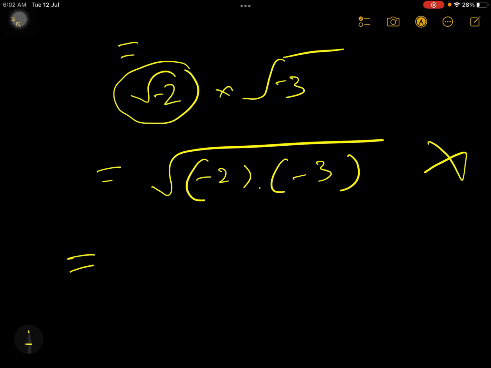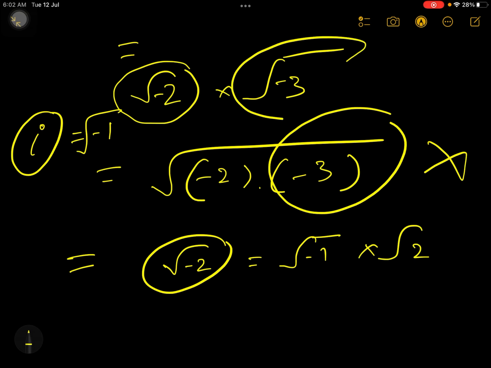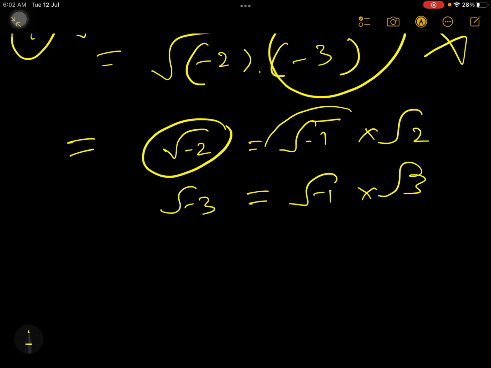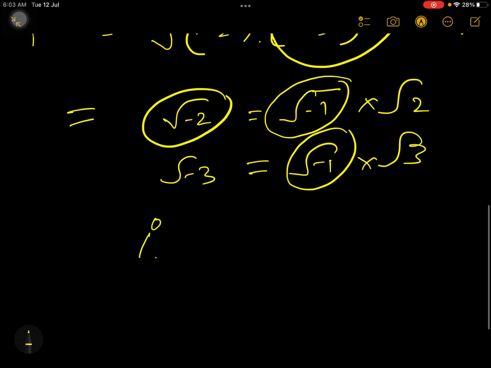First, you have to split this minus 2. You may know there is something called iota, right? I is equal to under root minus 1. So this root minus 2 you will break as root minus 1 into under root 2, and in the same way this part also you will break: root minus 3 as root minus 1 into root 3. Now understand, stay with me. This root minus 1 part is nothing but the value i, that is iota. So i root 2 into i root 3, now you have to multiply.